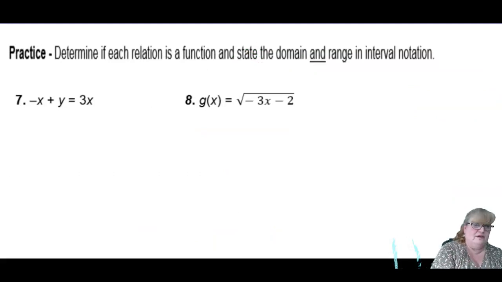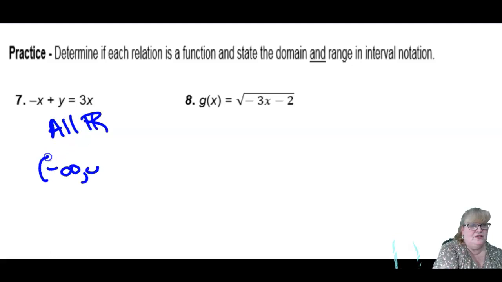All right, so let's look at a couple more examples. Is there a denominator or a radical? Nope. So therefore this is all real numbers, or -infinity to infinity is the domain. And that's because there's no radical and no denominator.